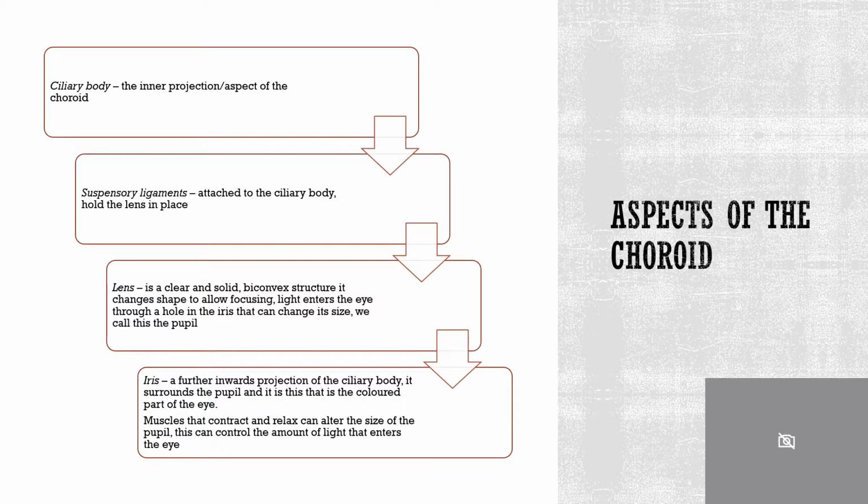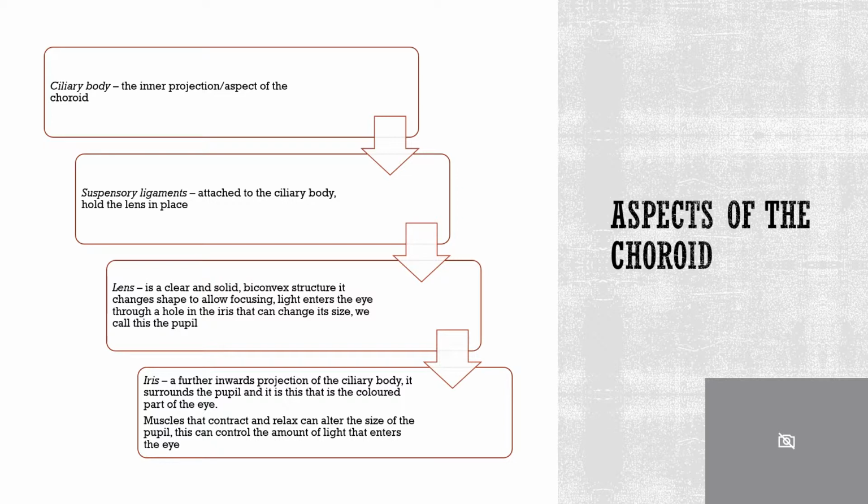Aspects of the choroid. We have the ciliary body, and this is the inner projectional aspect of the choroid. Suspensory ligaments which are attached to the ciliary body and hold the lens in place. The lens is clear and solid, and it is a biconvex structure. It changes shape to allow focusing.